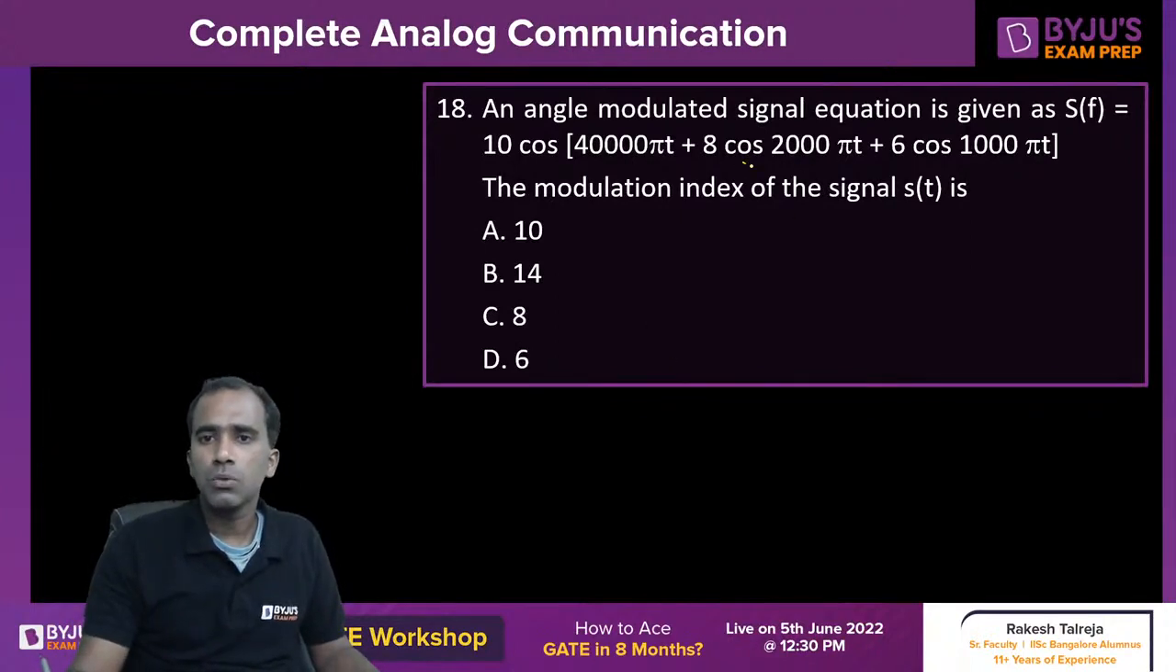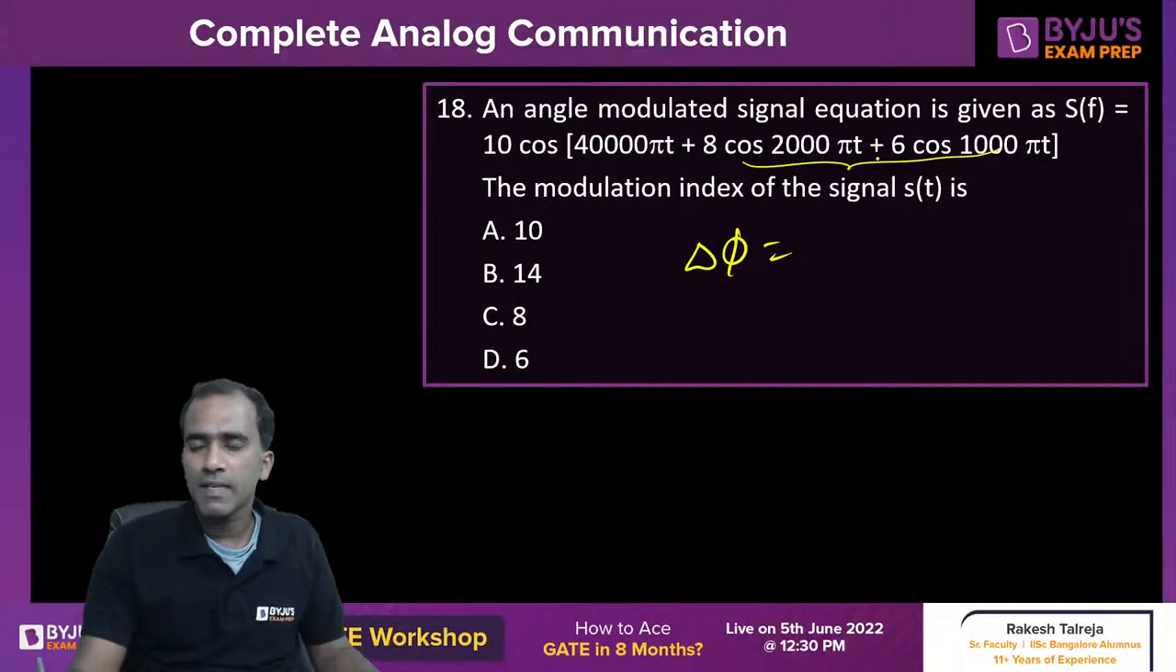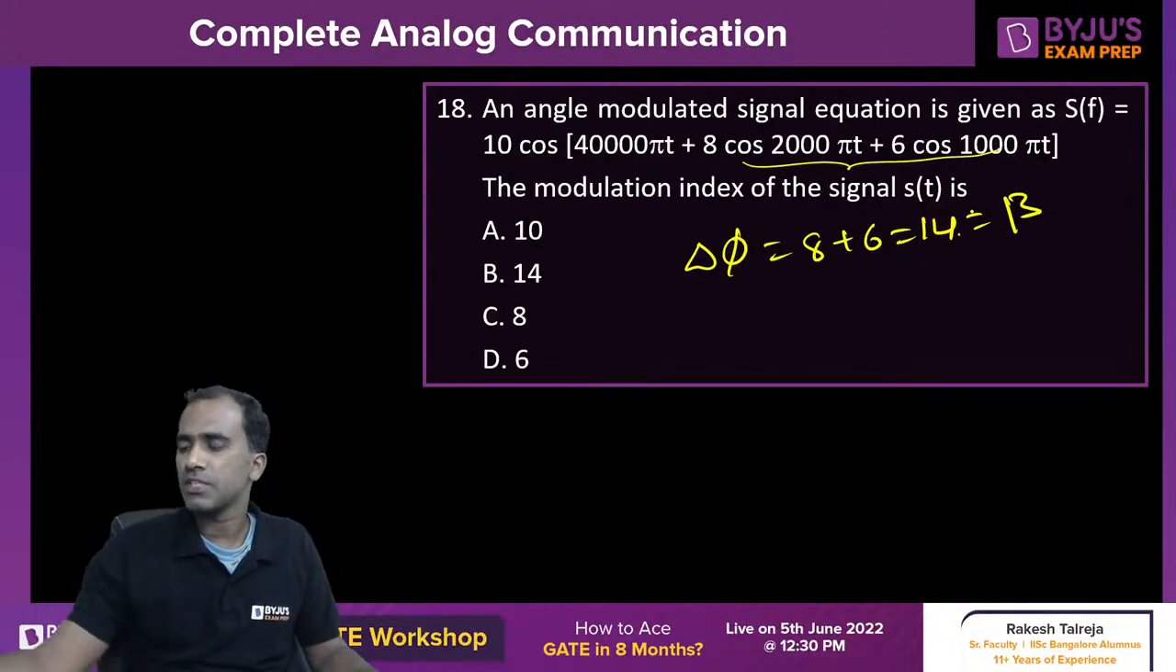Right, next one, two cos terms. If the two cos terms are there in the phase part, it's easy to figure out the maximum phase deviation. And how much is that? When you put t equal to 0, we get maximum. If you put t equal to 0, what is the maximum magnitude possible in the phase part? It is 8 plus 6, which is 14. That is the maximum phase deviation, which is the same as the modulation index. Is that okay?